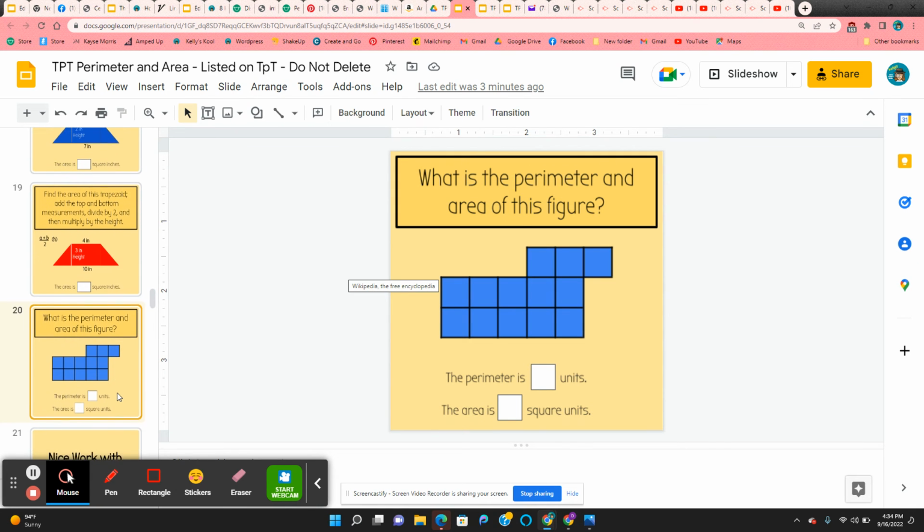When they get down to slide 20, just as a review, they have to find both the perimeter and the area of this figure.